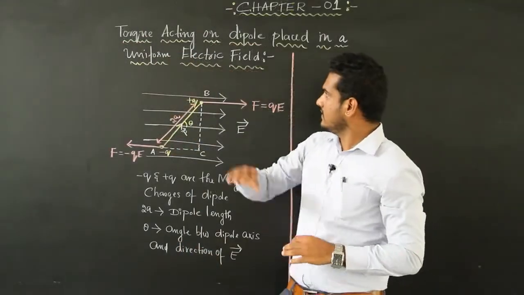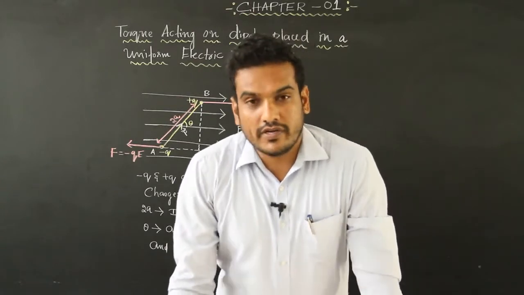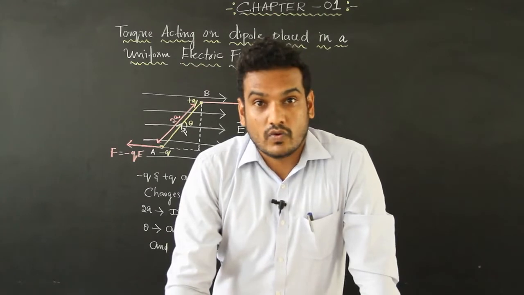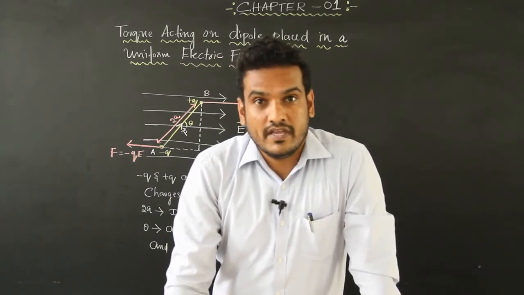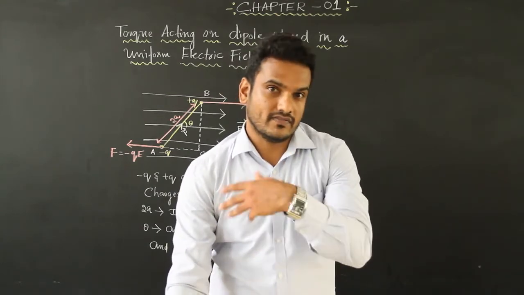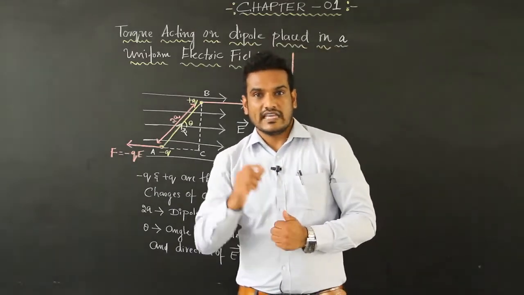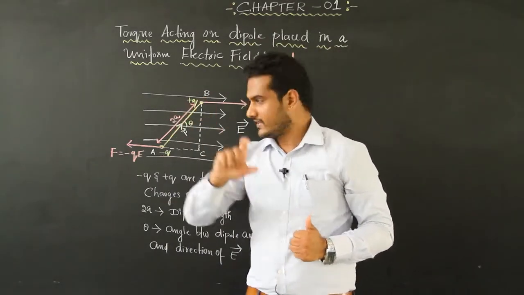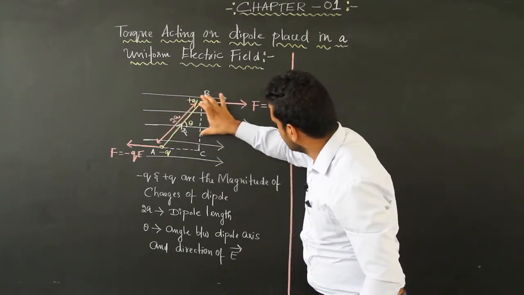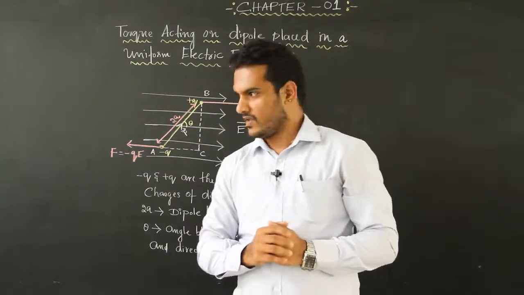Next concept is torque acting on a dipole placed in a uniform electric field. Before going to the concept, we must know what exactly the torque is, or what a uniform electric field is. About uniform electric field and non-uniform electric field we learnt in the previous class itself. Uniform electric field can be represented by equally spaced parallel straight lines. So these equally spaced parallel lines represent uniform electric field.